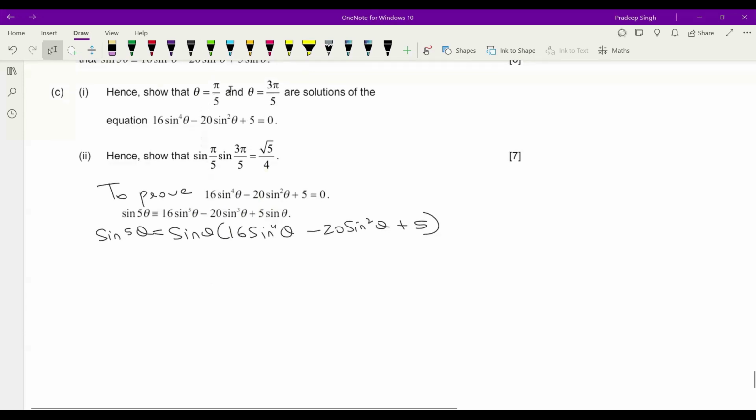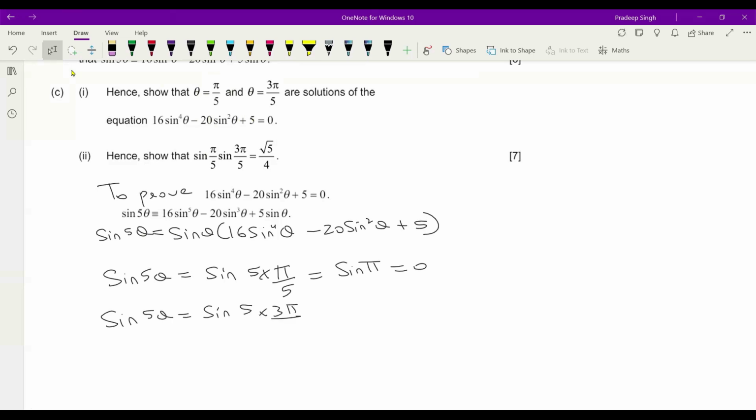So how do we do that? First, put both of these values on the left-hand side. What is the value of sine 5 theta when you put theta as pi by 5 and 3 pi by 5? So let's see. Sine 5 theta will be equal to sine of 5 multiplied by the first value of theta, pi by 5, which simplifies to sine pi, which is equal to 0. Similarly, let's find sine 5 theta when the value of theta is 3 pi by 5. If we simplify this, we will get sine 3 pi, which is also equal to 0.